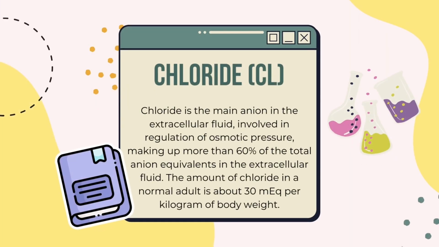Chloride. Chloride is the main anion in the extracellular fluid involved in regulation of osmotic pressure, making up more than 60% of the total anion equivalent in the extracellular fluid. The amount of chloride in a normal adult is about 30 milliequivalents per kilogram of body weight.